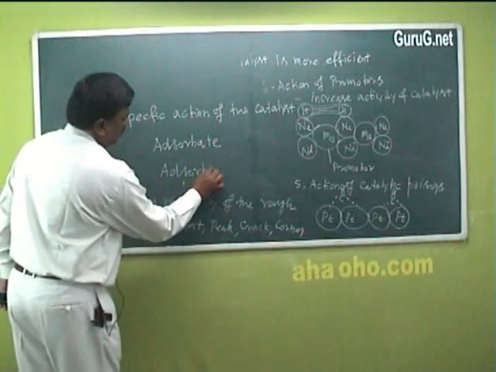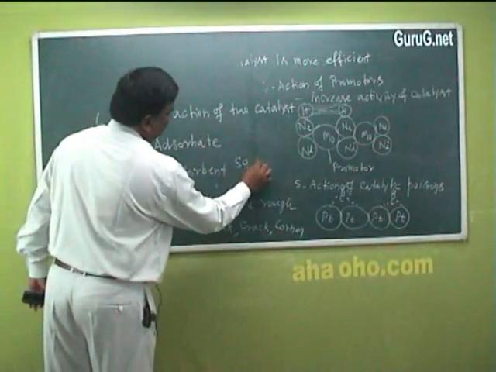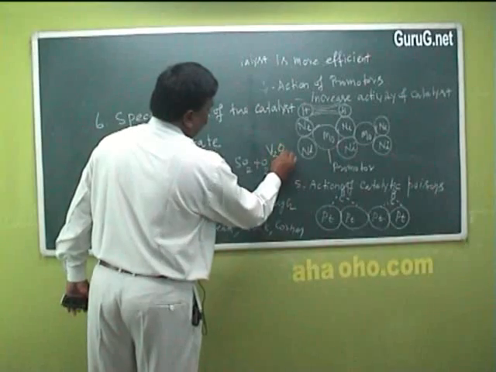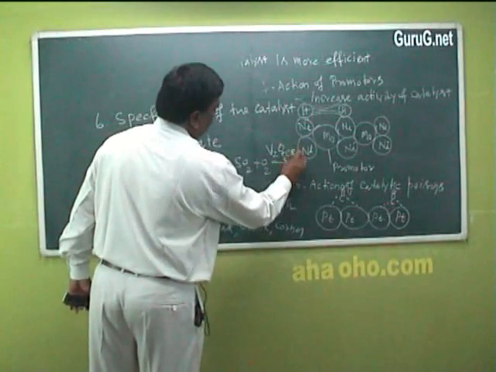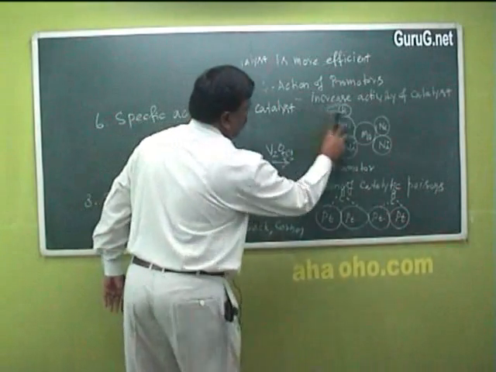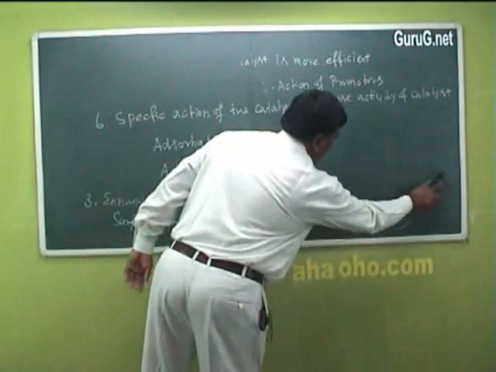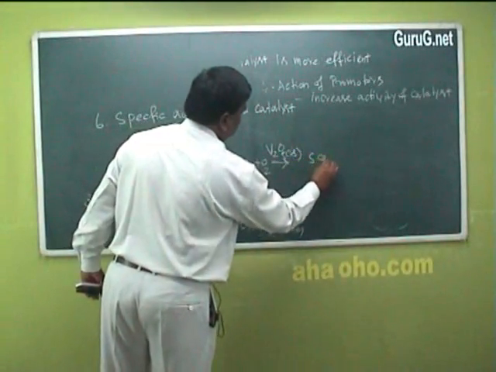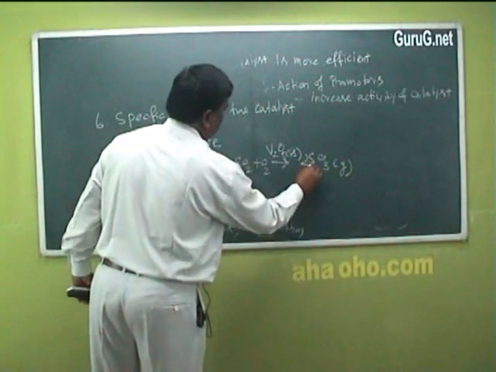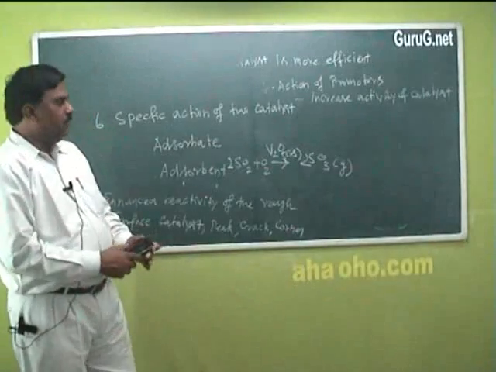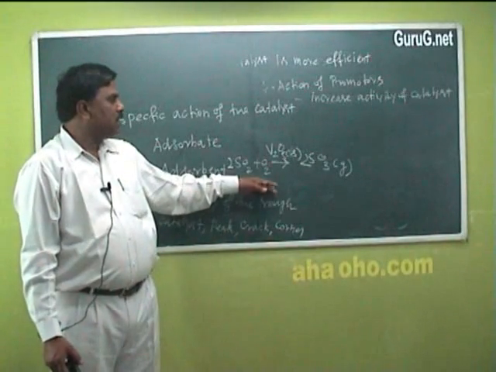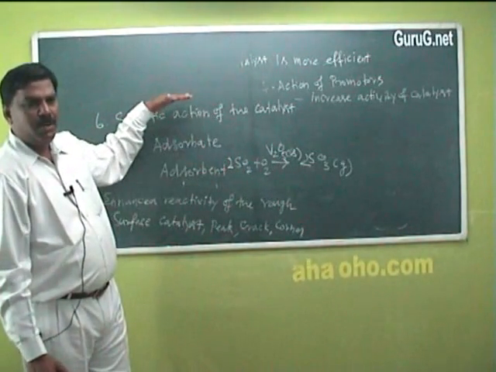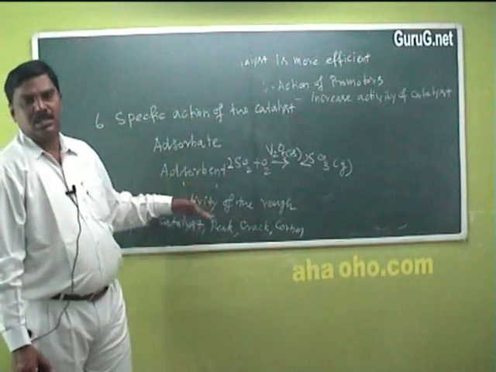For example, SO2 is converted into SO3. The adsorbent needed is V2O5, vanadium pentoxide, which is solid, and it will give SO3 gas. Like that, different chemical reactions need different types of adsorbent. So this is called the specific action of the catalyst. This is the different role of adsorption for different chemical processes.